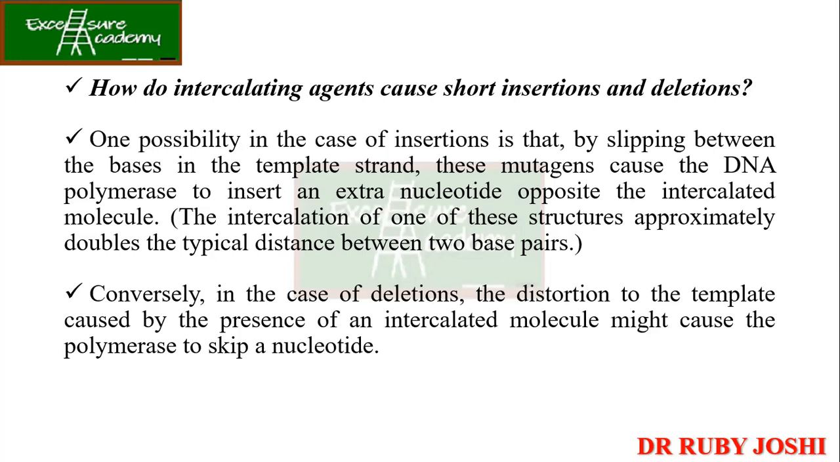And because of this, there is going to be a distortion in the template. And जब distortion रहेगा, so it is going to have the polymerase skip a nucleotide. ठीक है? कभी कभी वो add नहीं करेगा, कभी कभी वो उसमें extra add कर देगा. So overall what is happening, your entire gene sequence is getting disturbed.